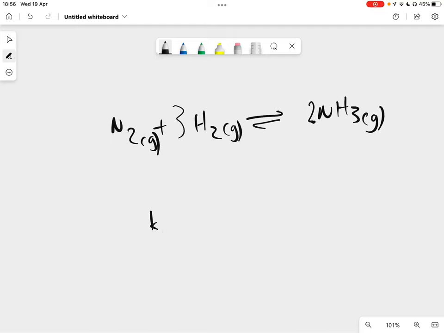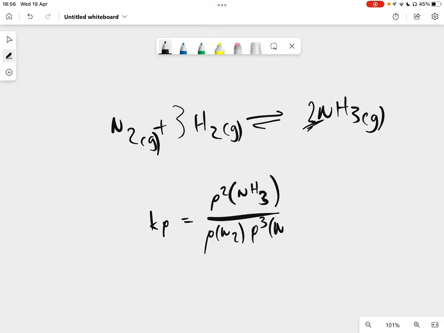So in this case, Kp is equal to, it's still products over reactants, but we shove a little P in front of it. So it's P squared NH3, not 2, because it's still products over reactants, and squared because the stoichiometry is 2. And this is over P of N2 times P cubed H2. There you go. It's the same thing.